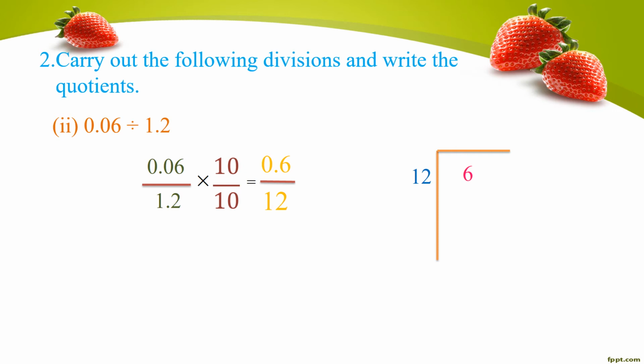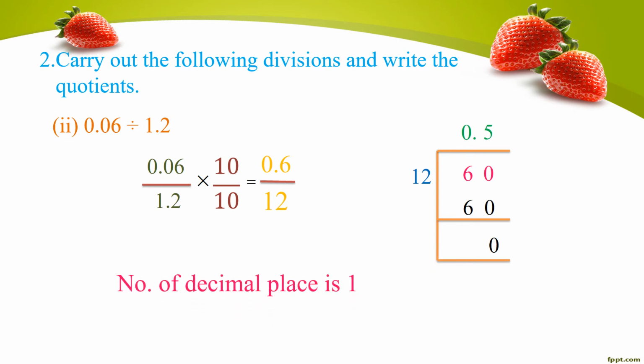The dividend is smaller than the divisor, so we have to place a point in the quotient and add 0. Now there are 5 12s in 60, so 12 5s are 60, the remainder is 0. Now what is the result here? How to find the result?